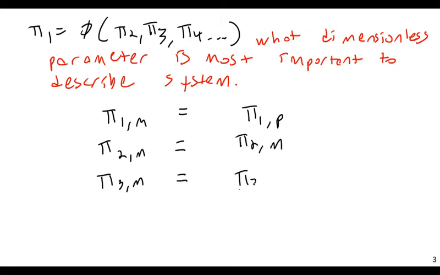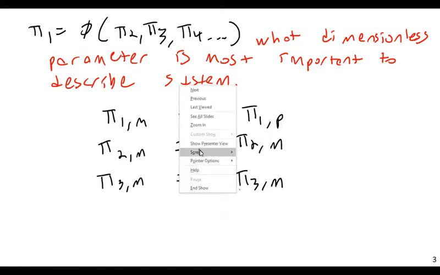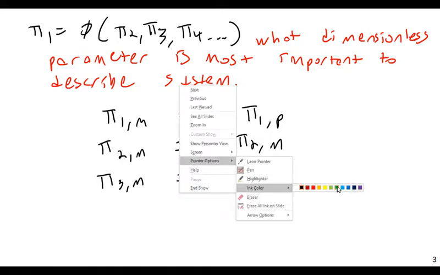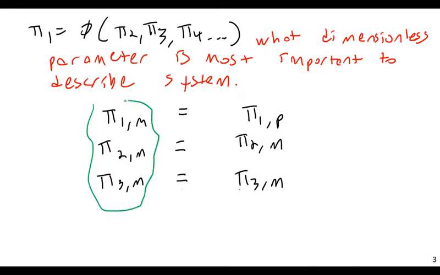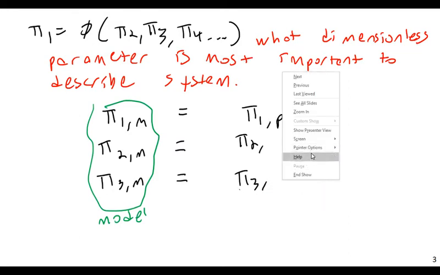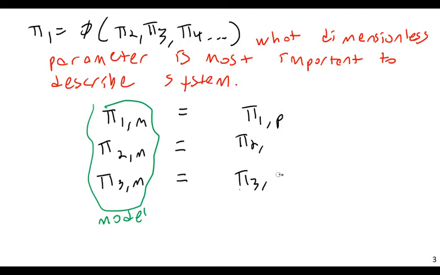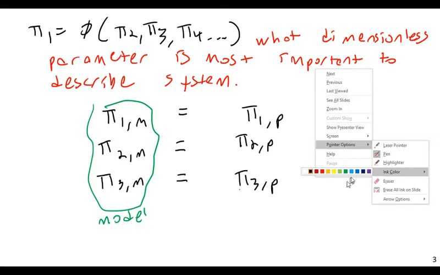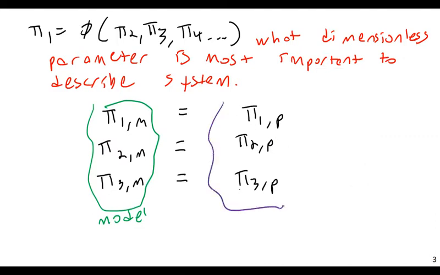Here, and I'll put some notes on this. I'll have 2 sets of pi terms. One would be for the model, the scale model, and the other, I got that backwards, sorry about that. All of those should have p on them: pi 1p, pi 2p, pi 3p. And these refer to p, which is the prototype, or the full scale, the real one.